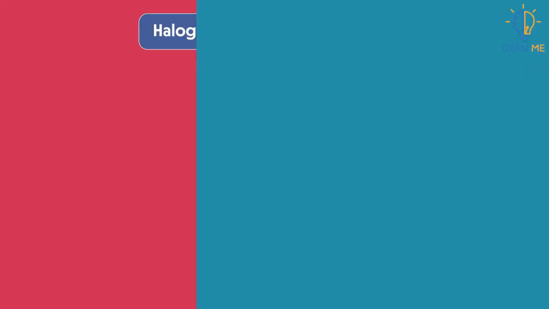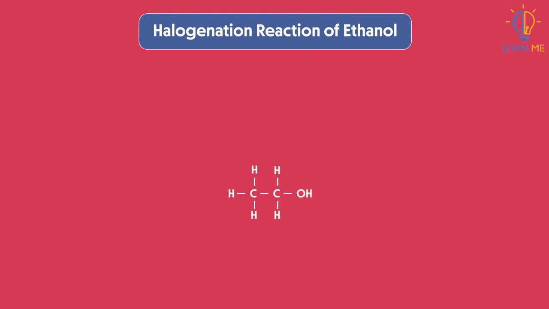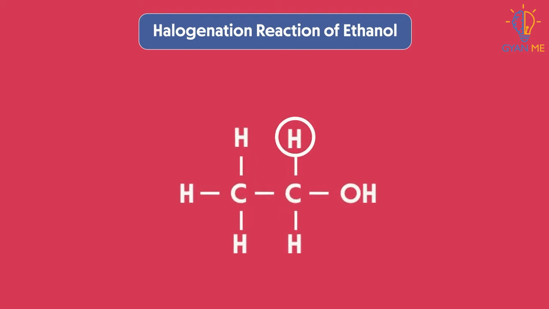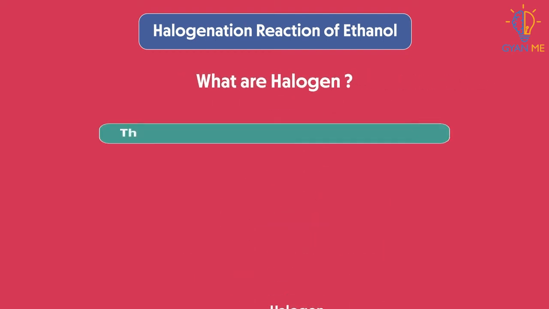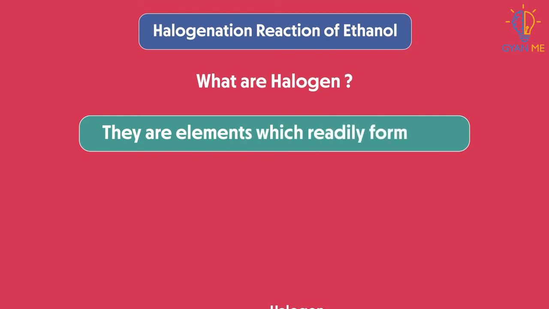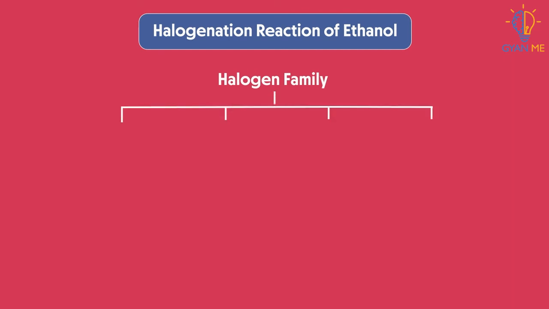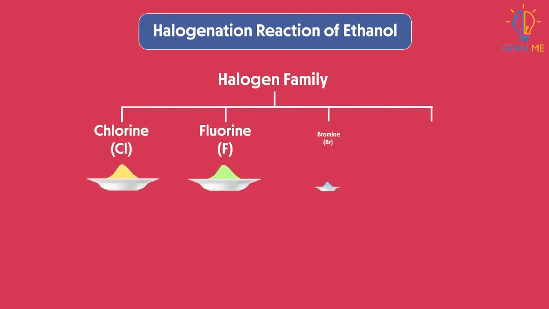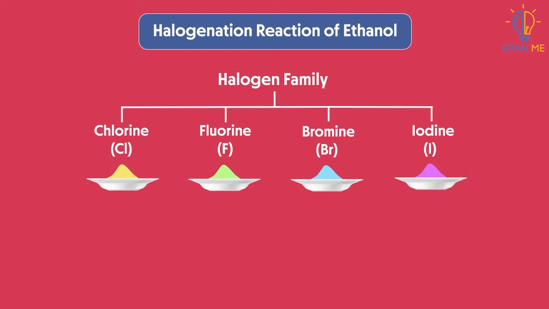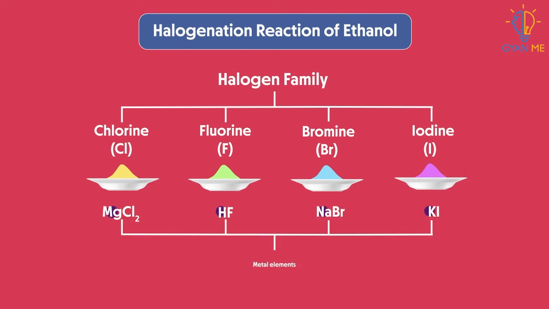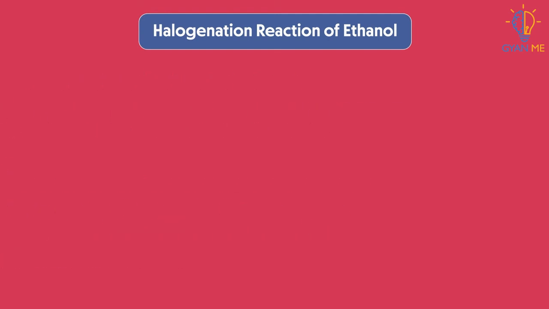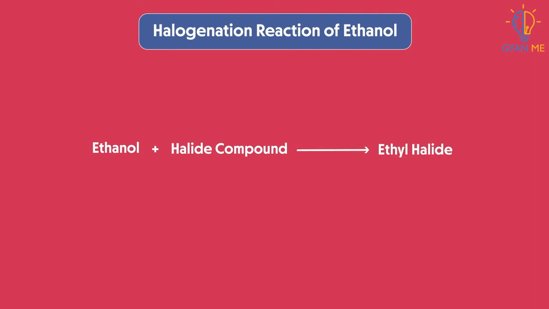And last in the list is the halogenation reaction of ethanol. In this reaction, one or more hydrogen atoms are replaced by halogen atoms. And what are halogens? They are elements which readily form salts. It is very evident, students. The word halo means salt. Thus, the halogen family includes elements like chlorine, fluorine, bromine, iodine, which readily form inorganic salts by combining with metal elements.